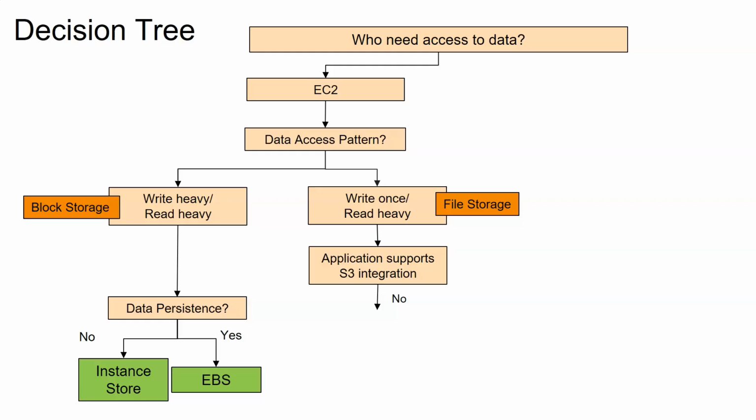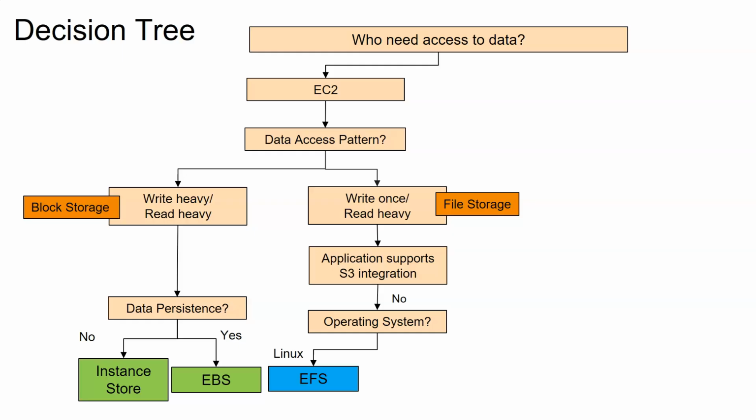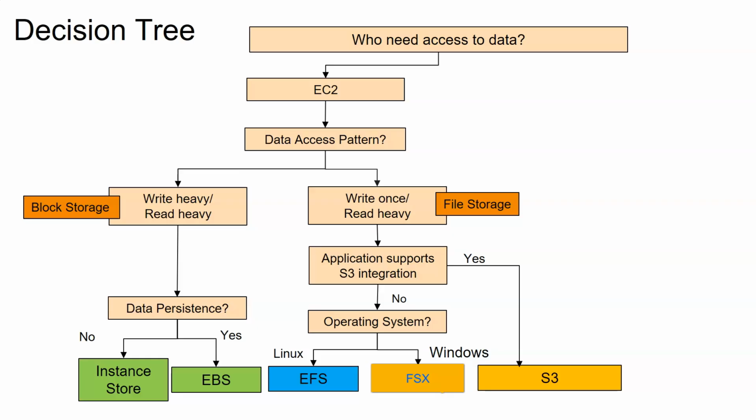If not, then which operating system is your EC2 using? Is it a Linux system? If yes, then you will go with EFS. If it's a non-Linux system like Windows or Mac, you will go with FSx. Sorry, the spelling was wrong, but it's FSx. So that's about using EFS or FSx. Now, as I said, if your application supports integration with S3, that means rather than using EFS, you will probably go with S3 there, because S3 is much cheaper and it provides similar characteristics to EFS.